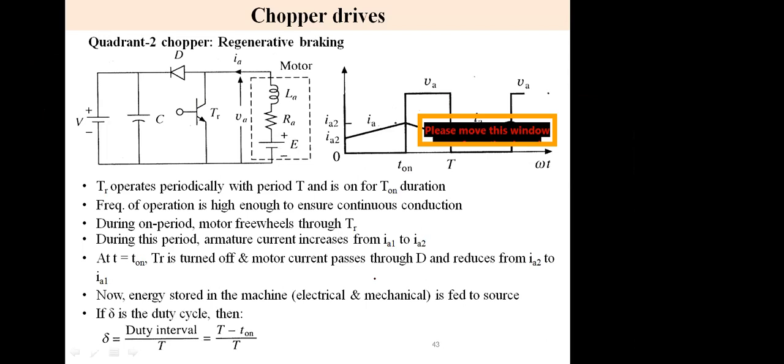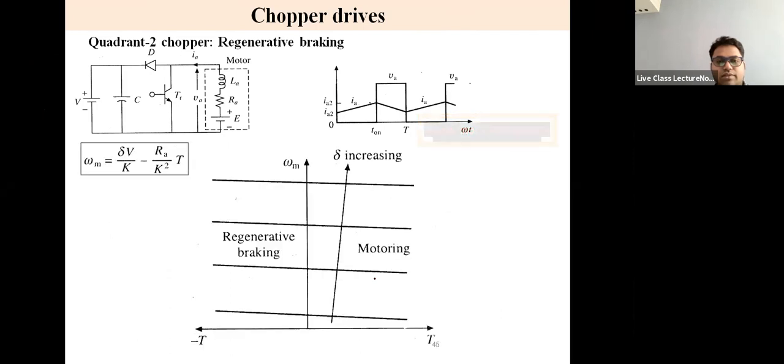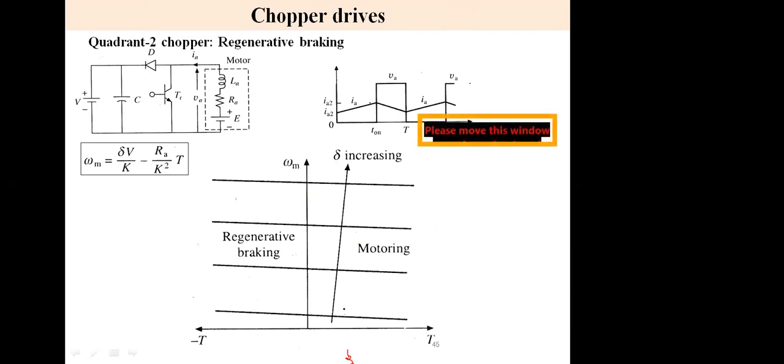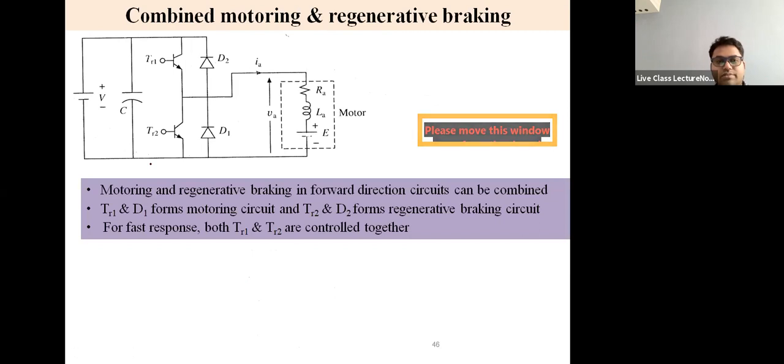Okay, so that was the regenerative action. In regenerative action, what happens? The energy flows from the load to the source. This is the graph with the regenerative action and motoring action for the chopper drives. As the duty cycle increases, the motoring speed also increases, right? And if regenerative braking is there, it will obviously decrease. This is the expression for it. We'll be doing some numericals for this.